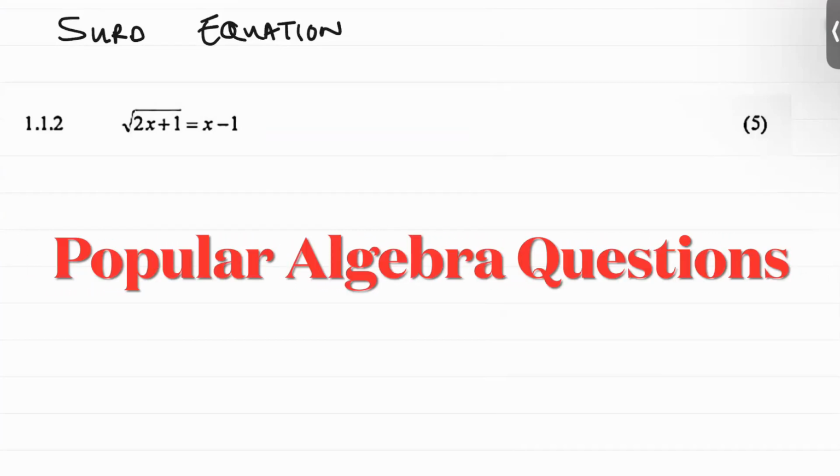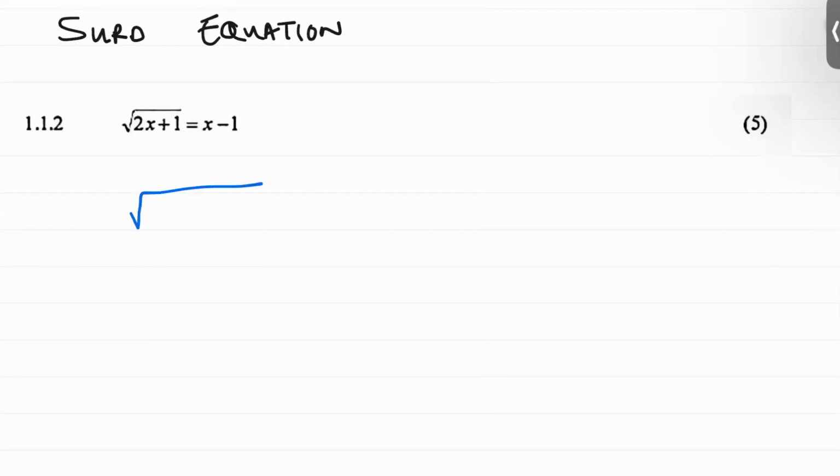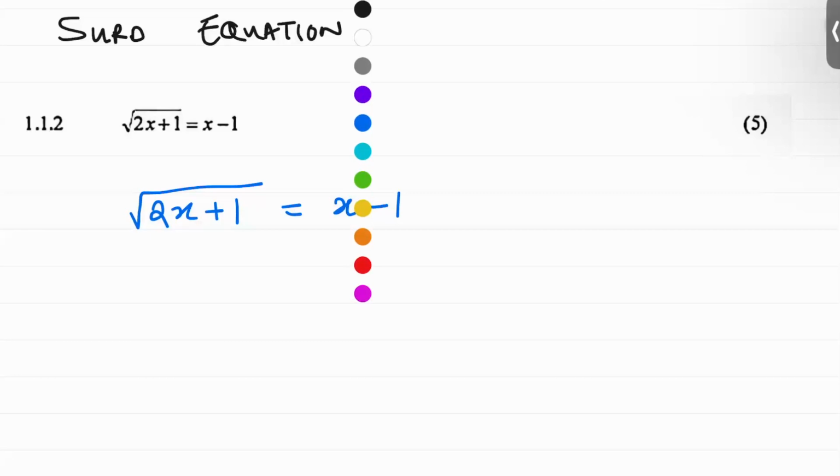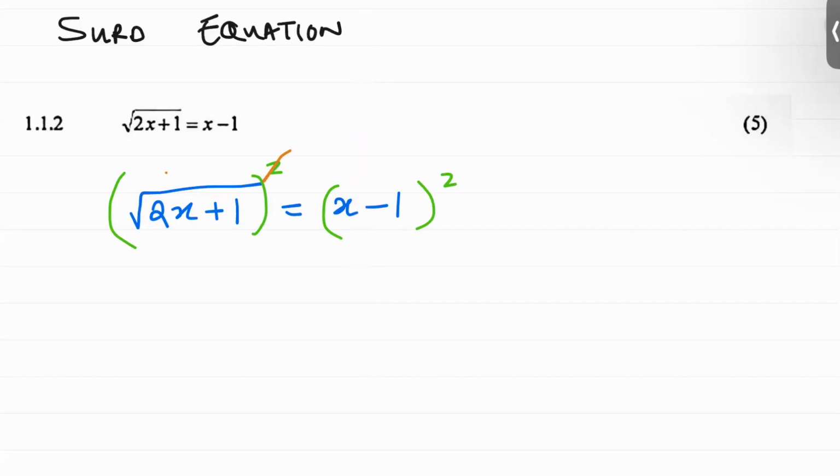Okay, so for question 1 here, we have the square root of 2x plus 1, and it's equal to x minus 1. To solve a radical equation, you have to square both sides. The reason we do that is so that the square can cancel the square root. Okay, so that just leaves us with 2x plus 1.